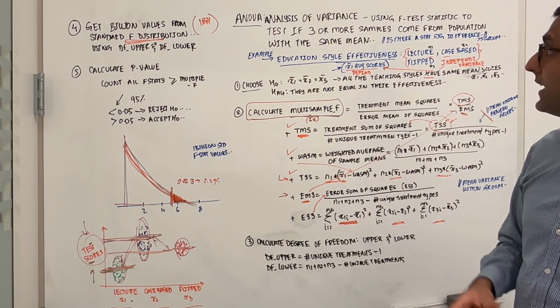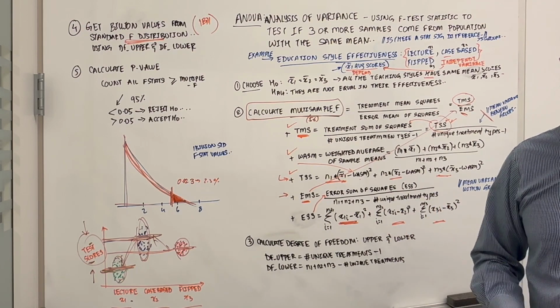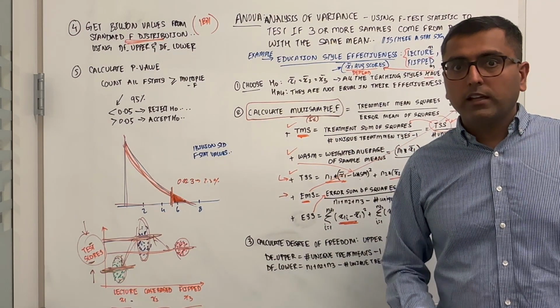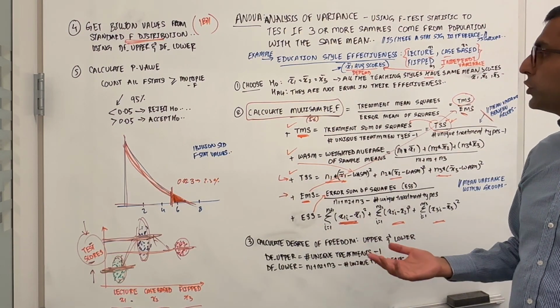So that's ANOVA, analysis of variance. We use this when you have more than 2 groups and you want to find out how similar these groups are or not.